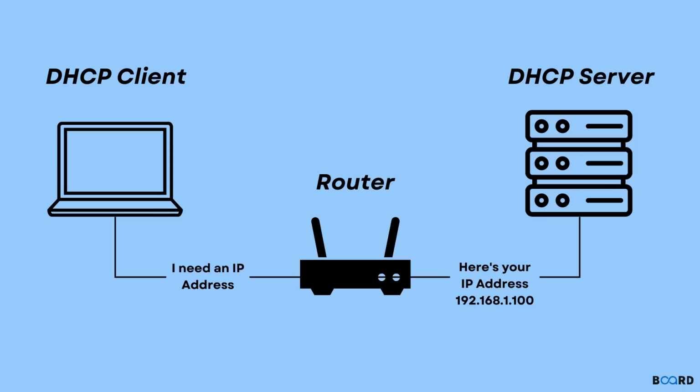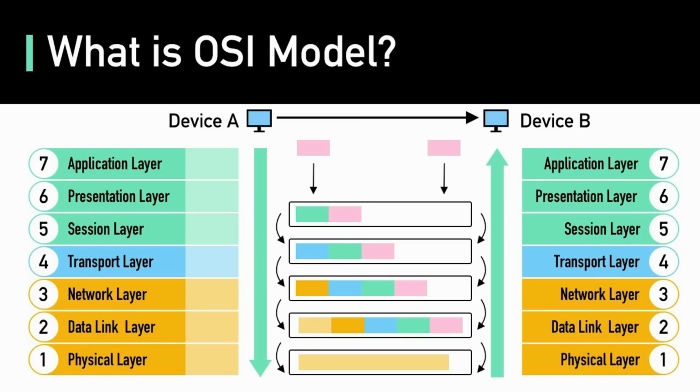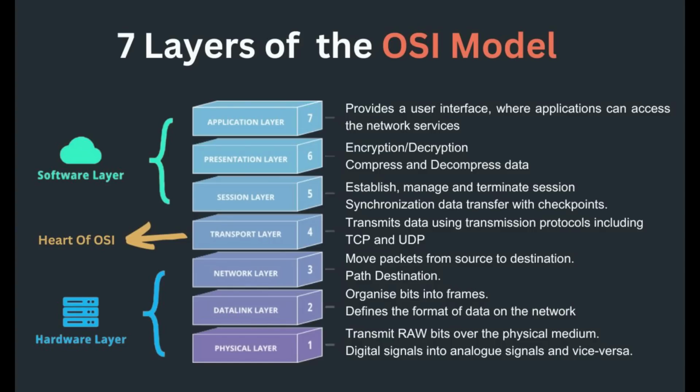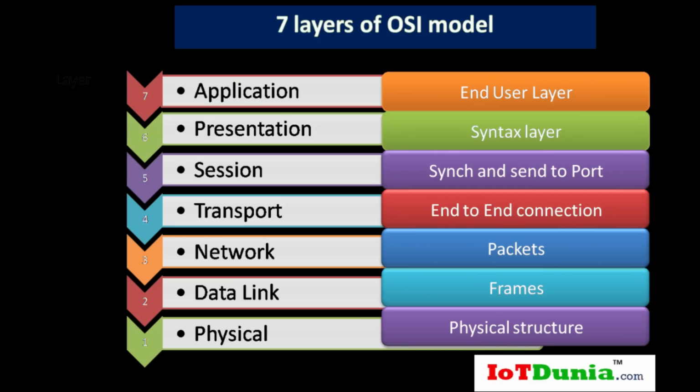There are seven layers in the OSI model. The first is the application layer, second the presentation layer, third the session layer, fourth the transport layer, then the network layer, the data link layer, and the physical layer.